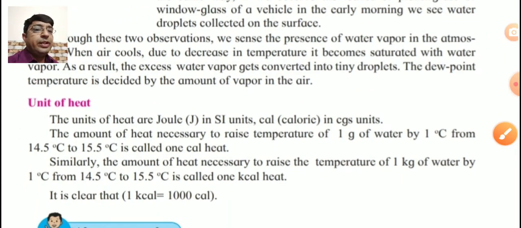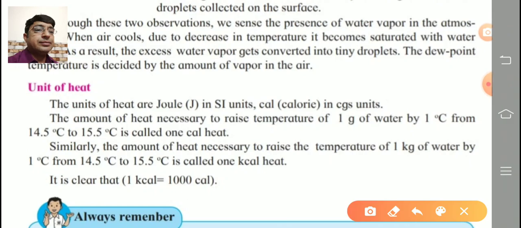Next point. Two definitions are units of heat. Underline. The units of heat are joule in SI. SI unit is joule and CGS unit of heat is calorie. So two definitions. First one, define 1 calorie heat.